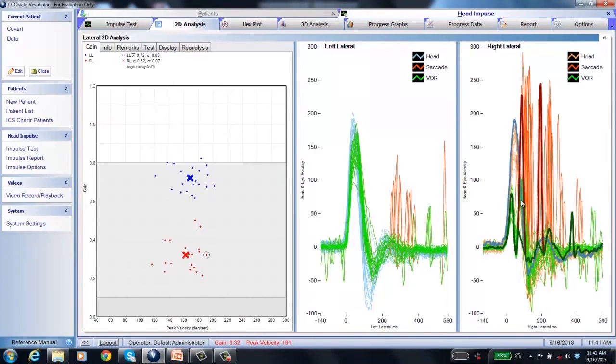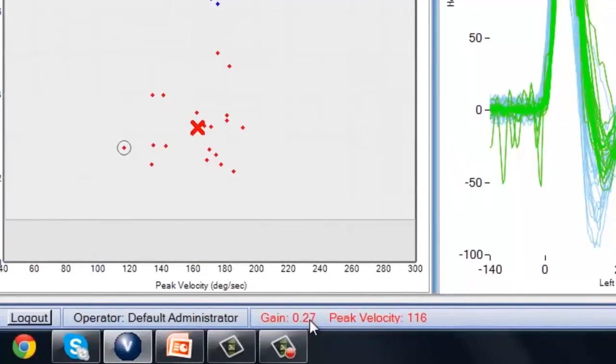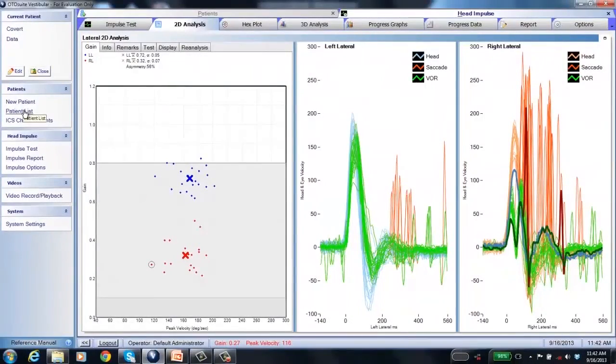So we can go through, we can see that there's obviously catch-up saccades occurring during the head movement, so that's an example of covert, and you can look over in the gain graph and see which gain is circled for each one of those points. The other thing to point out is down at the bottom, you will see the gain for that particular head impulse, so this one is 0.27, and the peak velocity for that particular head impulse. So this peak velocity was 116 degrees per second. So that's how quickly the head was moved during the head impulse test. Let's go back to our patient list. And you can also see up here that asymmetry was 56%. So there's a significant difference between the right and the left side.